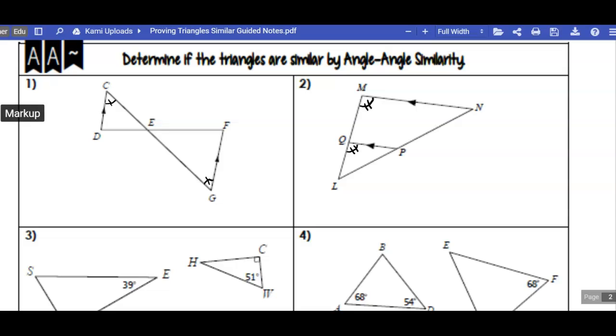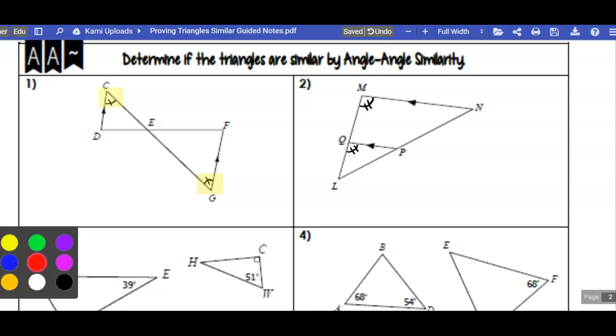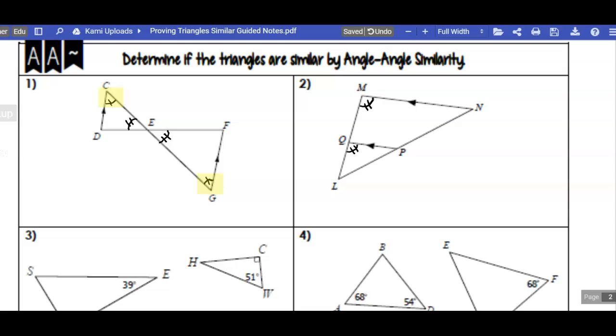So in this one, we can see by the tick marks that we already have one pair of angles congruent. So somehow we have to try and figure out if we have another pair of angles congruent. And I can see, oh, this is a pair of vertical angles in the middle here. So I know that these have to be congruent because vertical angles are congruent. And this gives us a second pair of angles congruent. So determine if the triangles are similar. Yes.